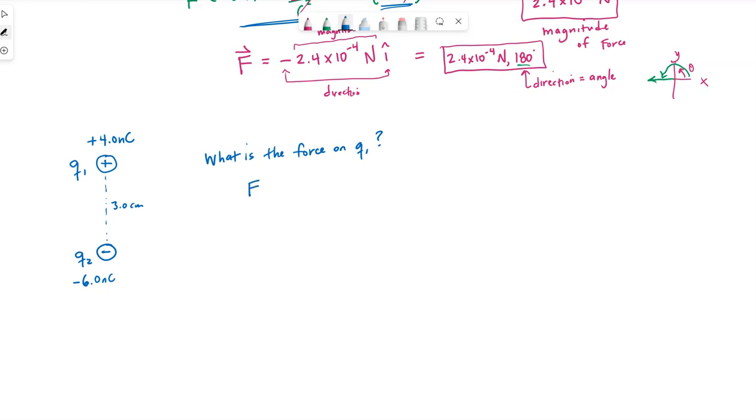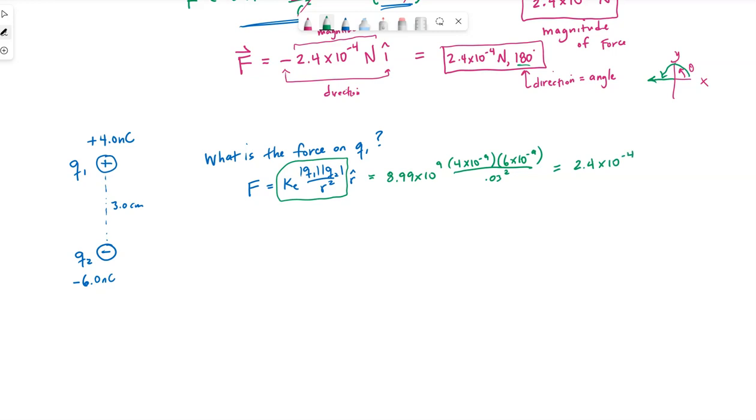Well, because they are both point charges, we would use the same equation. This is where it can be helpful to put in the absolute values, because if we do the absolute values, so we're still doing the 8.99 times 10 to the 9 for K, 4 times 10 to the negative 9, 6 times 10 to the negative 9, not negative 6, over the 0.03 squared, I'm going to get 2.4 times 10 to the negative 4 again.